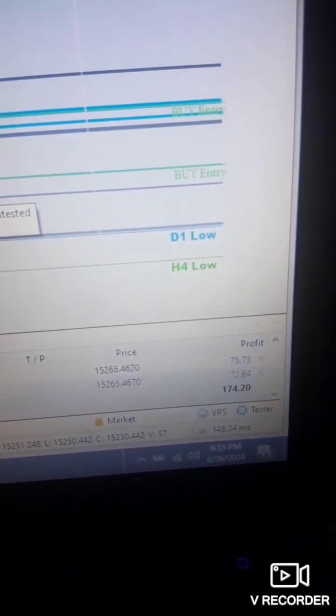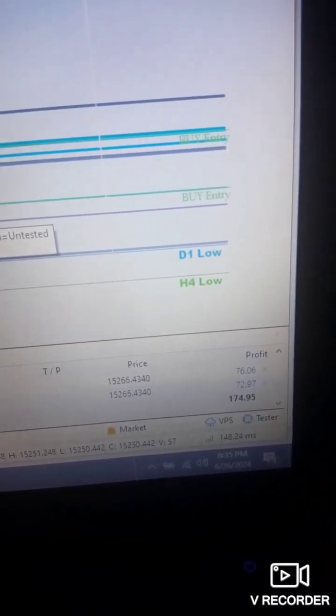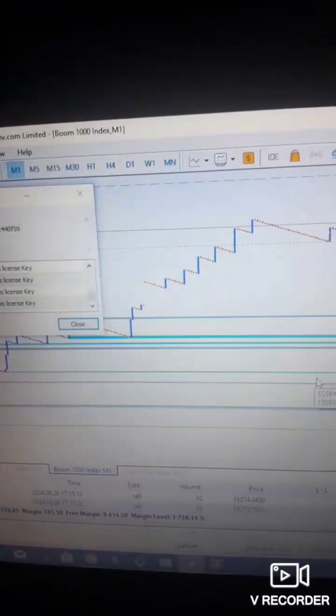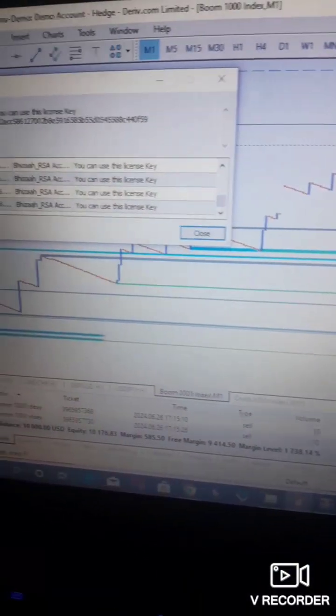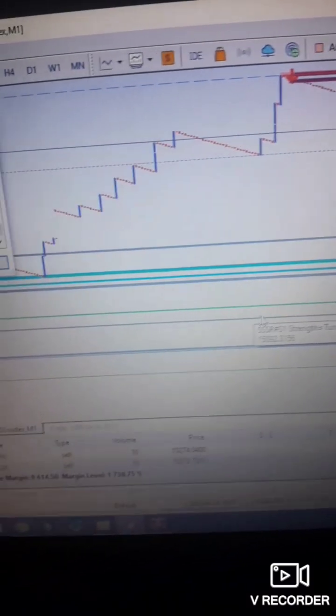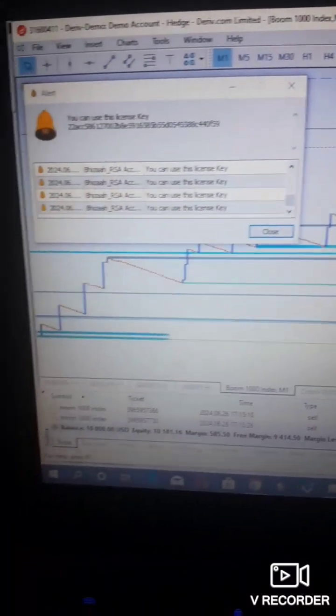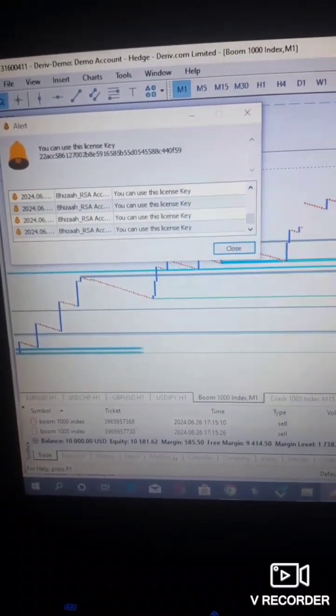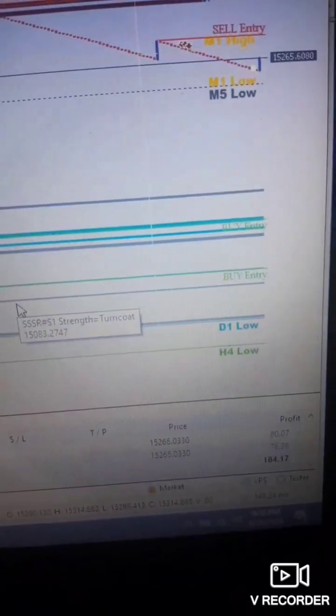Today I'm still on Boom Crash indices. This robot automatically provides you buy entry and sell entry signals on the chart. All you need is your laptop to start using this robot. You have to pay the price to get the robot, and once you pay, you will be given an instructional video on how to install and how to use the robot.